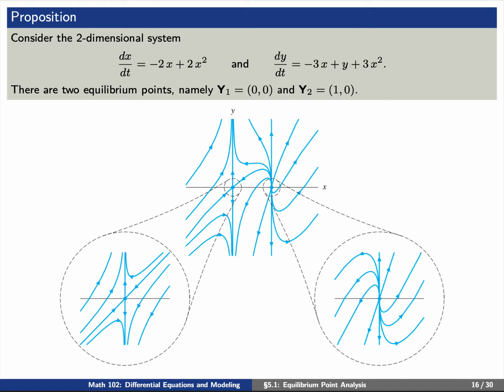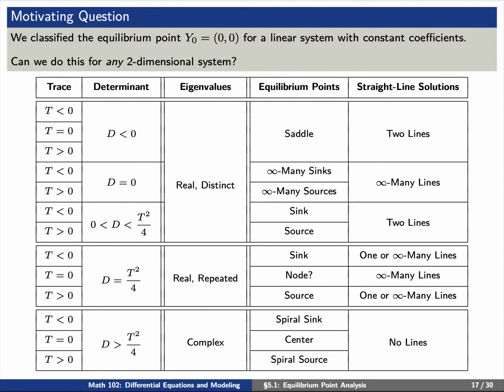Notice that on the left, near the origin (0, 0), we actually find a saddle, whereas on the right, near the point (1, 0), we find a source. This gives us a large motivating question. We know how to classify the equilibrium point, namely the origin, for a linear system with constant coefficients. But can we do the same classification for any two-dimensional system?